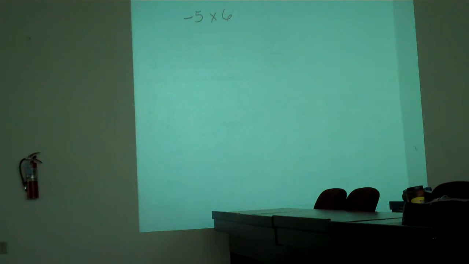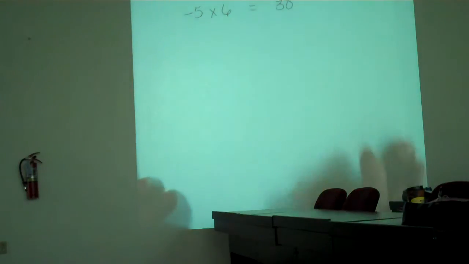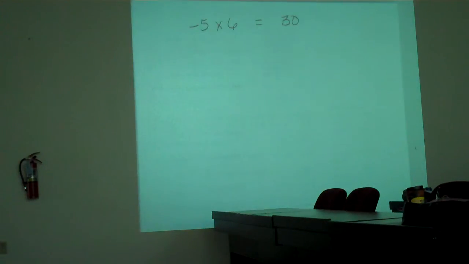Okay, you still do the 5 times 6 normal, is 30. Now to figure out what your sign is, if you have one negative, they'll be negative. If you have two negatives, it's positive. That's how addition and multiplication are different.